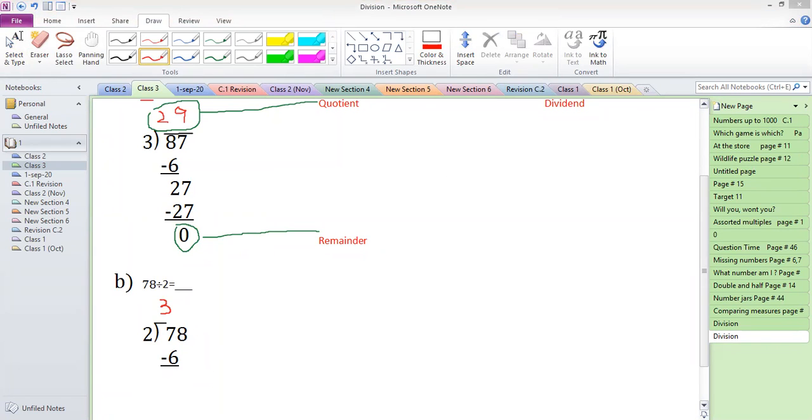What is the next step? Multiply this 2 by this 3. 2 multiplied by 3 equals 6. So you write 6 here. Then minus this 6 from this 7. 7 minus 6 equals 1. So write here 1.